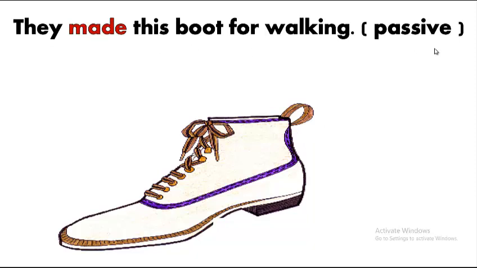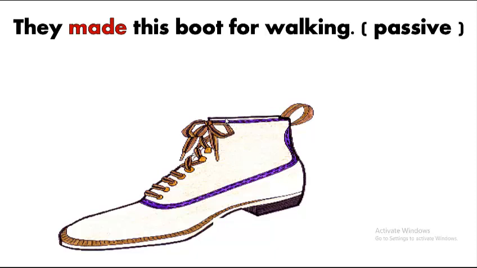Read it. We want to change it into passive. They made this boot for walking. Change it into passive. Don't forget, my dear students, when we change into passive, we start with the object at the beginning of the sentence, followed by verb to be in the present is or are, in the past was or were. Then we put the past participle of the verb.